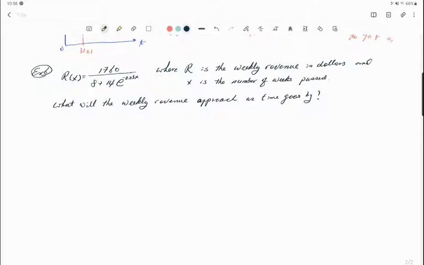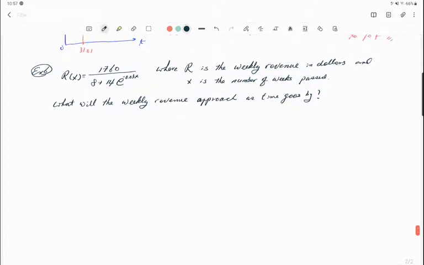All right, next example is the revenue function. The revenue equation is given. R is your weekly revenue in dollars, and x is the number of weeks passed since the product was put on the market. As x increases, the question is, what will the weekly revenue, this R value, approach as time goes by? Which means as x increases, where does this R value approach, right?